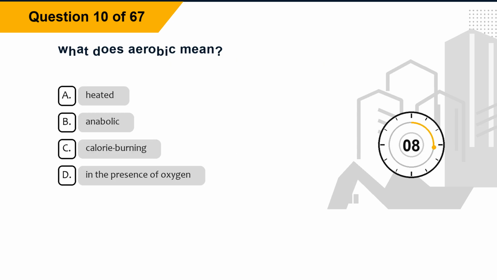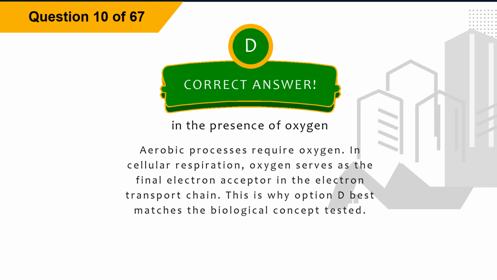Option A, heated. Option B, anabolic. Option C, calorie burning. Option D, in the presence of oxygen. The correct answer is Option D, in the presence of oxygen. Explanation. Aerobic processes require oxygen. In cellular respiration, oxygen serves as the final electron acceptor in the electron transport chain. This is why Option D best matches the biological concept tested.